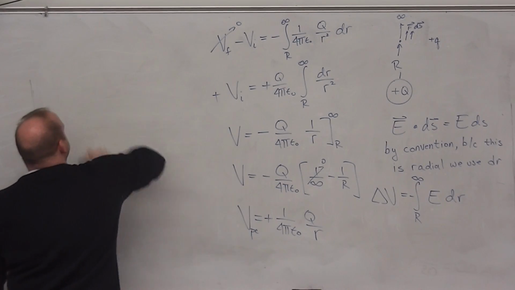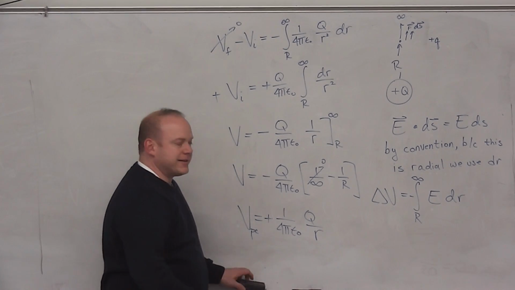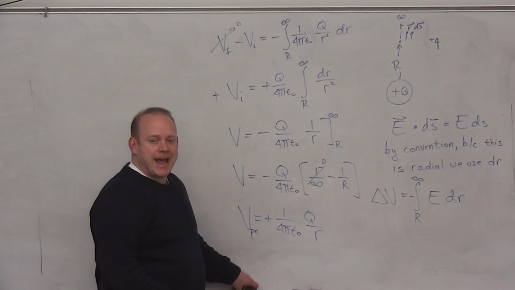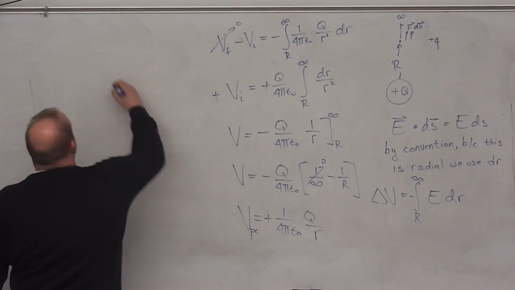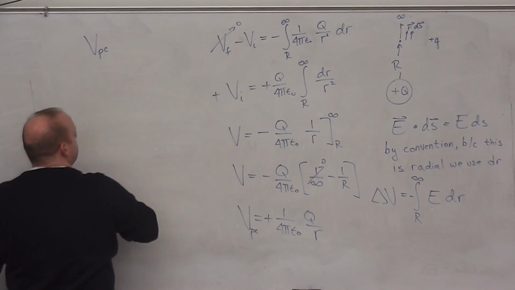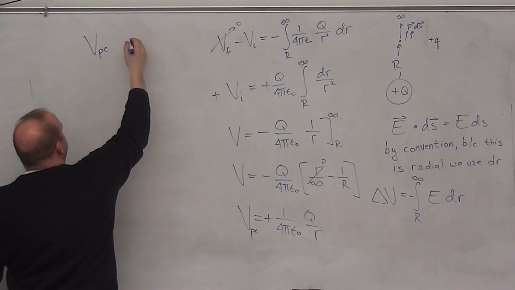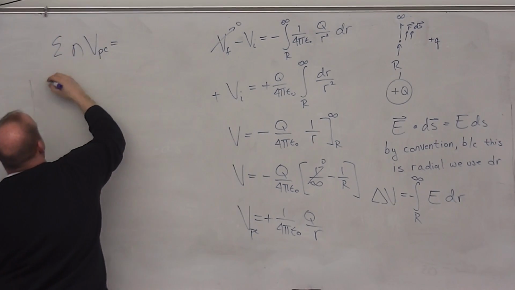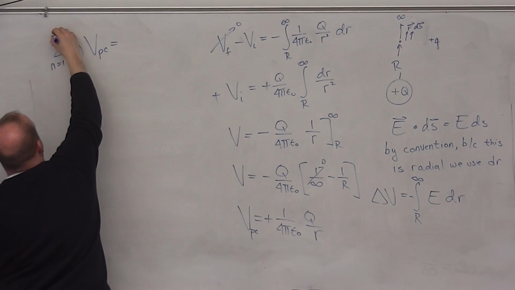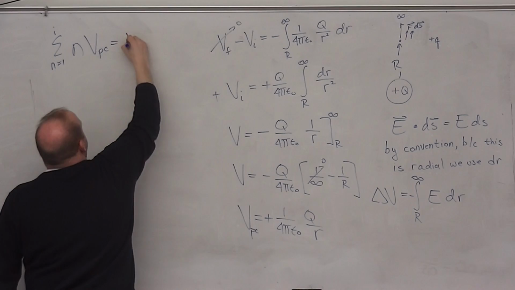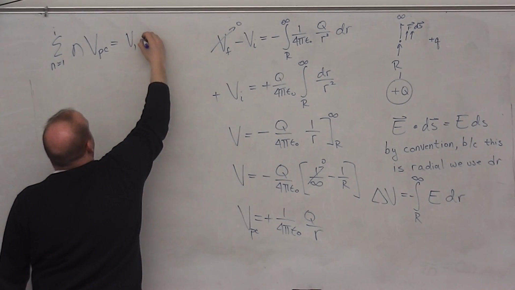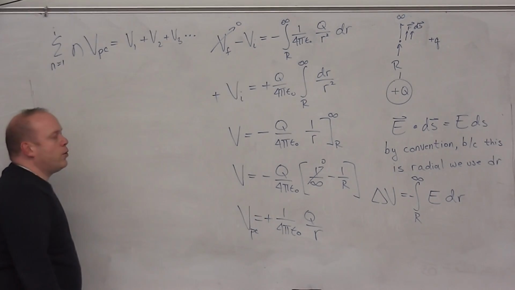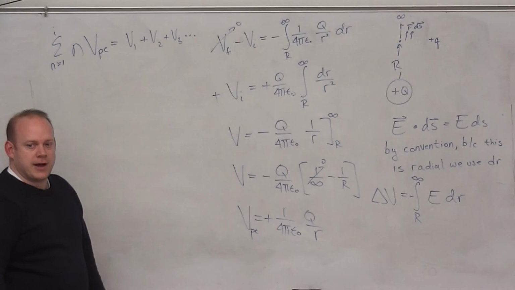Notice, by the way, that potential is not a vector. What's nice about things that aren't vectors, you can just add them. So the potential due to multiple point charges, I'll say n point charges, with n equals 1 to whatever, is going to equal potential due to 1, plus potential due to 2, plus potential due to 3, dot, dot, dot. There is no vector adding. It's just adding potentials.